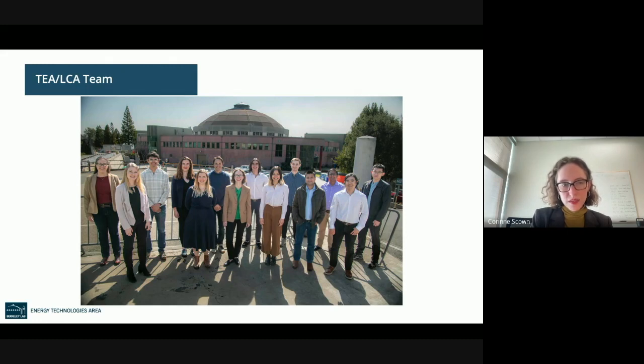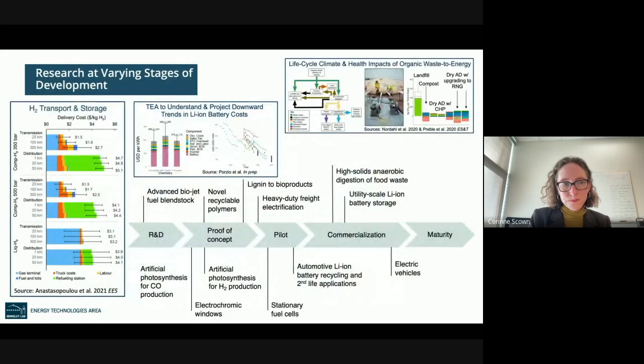So this is obviously not just me and Tyler. There's a whole team that does this work. This is the TEA LCA team at Berkeley Lab. That's not even inclusive of everybody. These are the people who aren't remote. We have a bunch more who are spread out across the country and work with us. And then of course we have students and postdocs who come in and out and work with us either on a short-term basis, or sometimes they're with us for 4, 5, 6 years. So it's a really lovely team to work with.